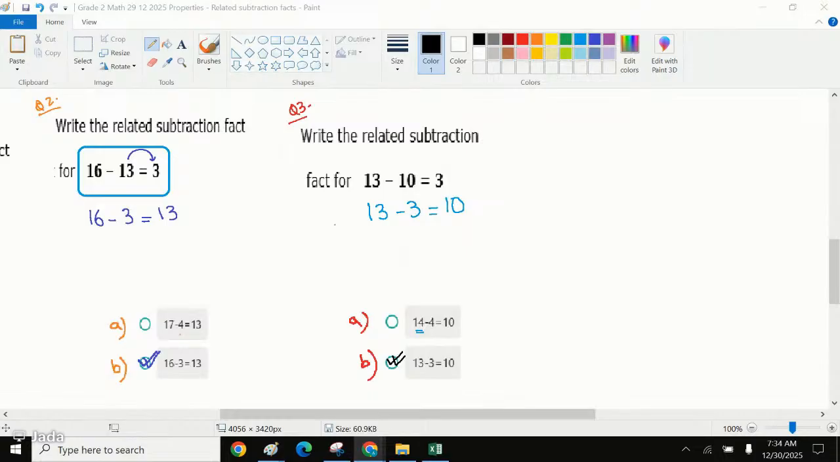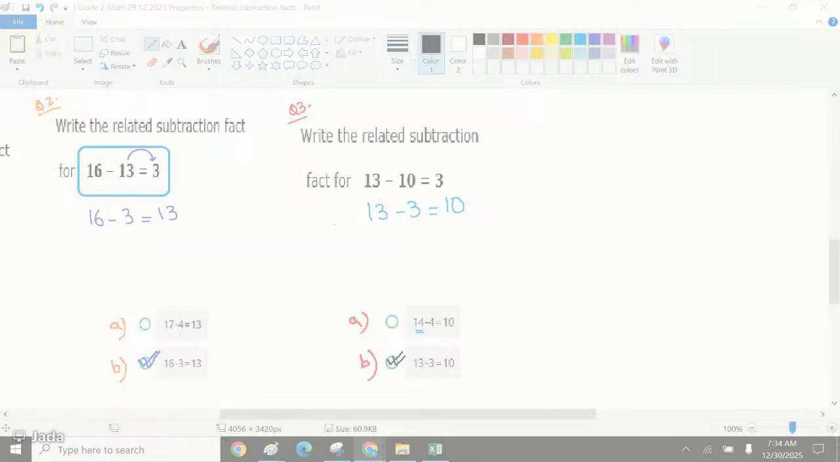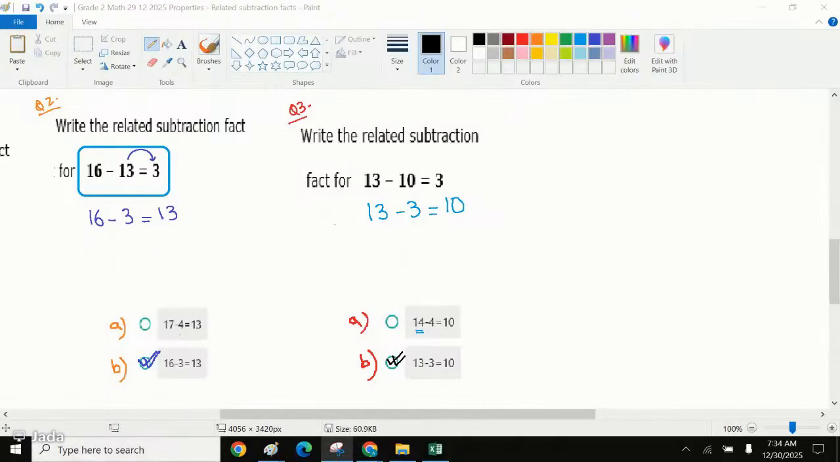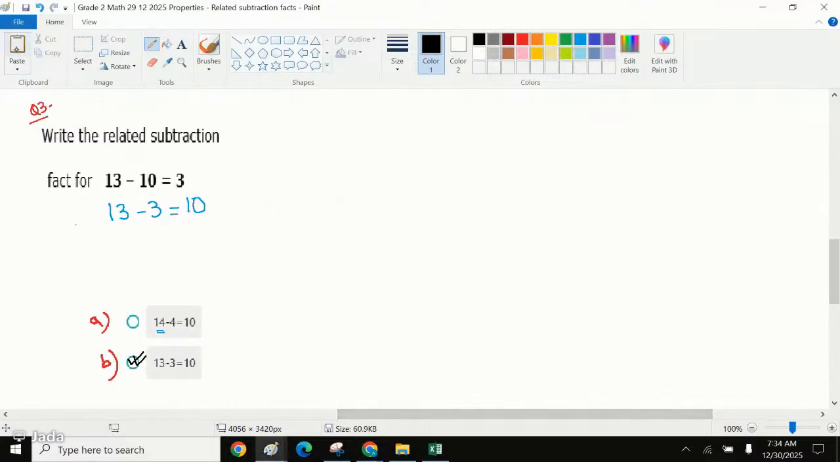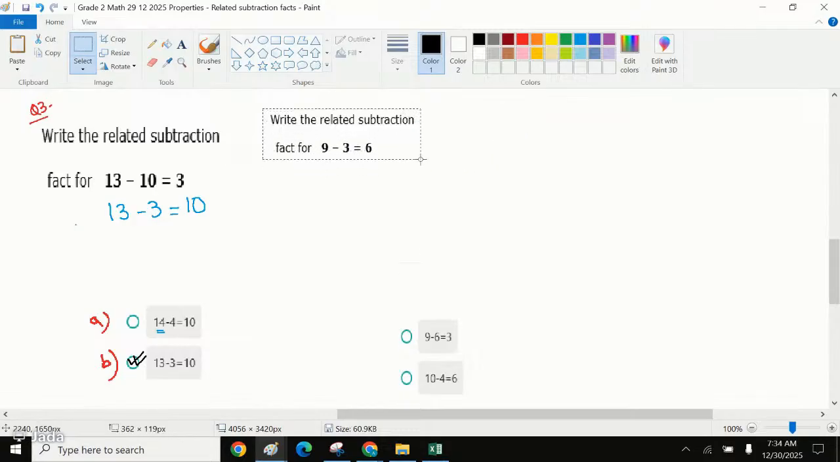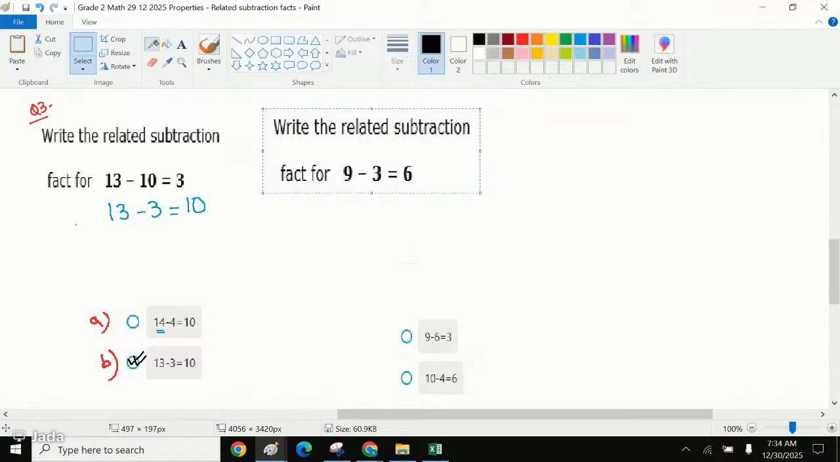Okay. The next question that we have is write the related fact for, I'll just copy the next. Okay. Question number 4. Just a minute, please. These are the 2 options that we have. And this is the question that we have. In question number 4, they're saying, write the related subtraction fact for this equation.